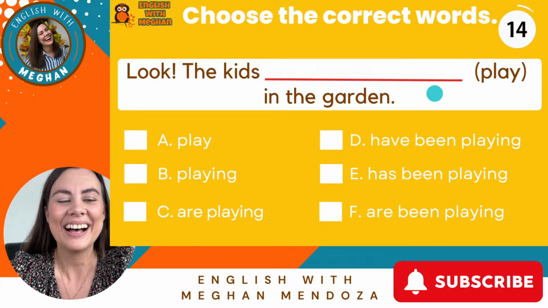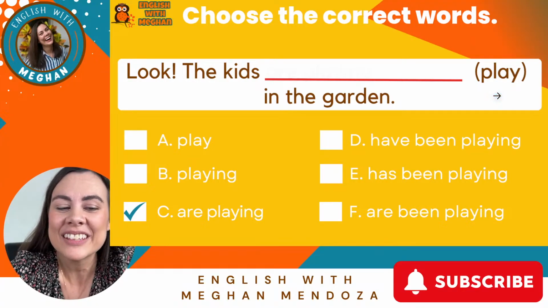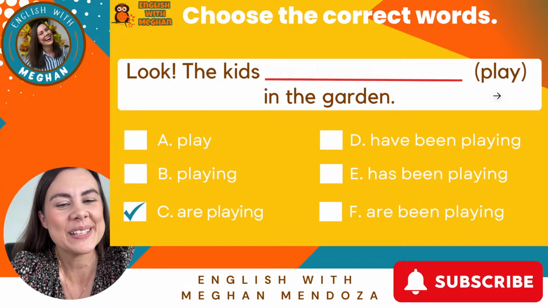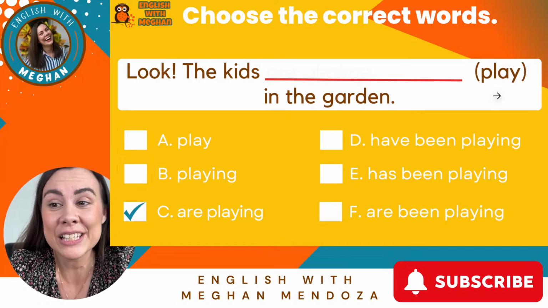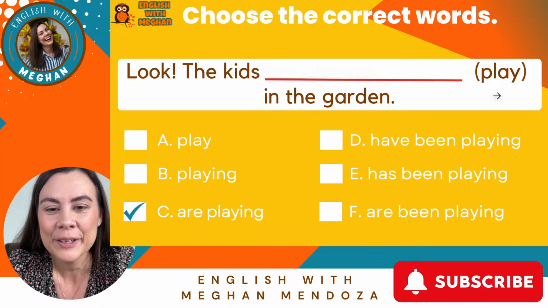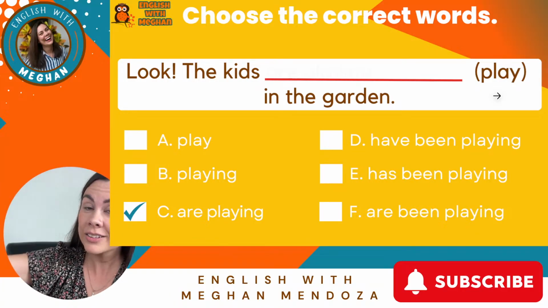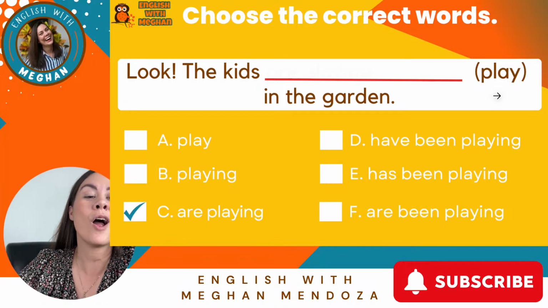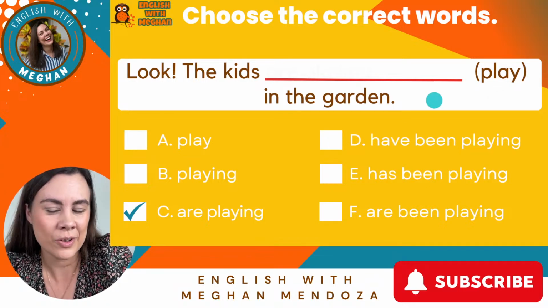Okay. All right. The answer is... Here we have it. C. C is correct. Are playing. This is present continuous tense. Why? Because it's something that's happening right now. Look, do it now. The kids are playing in the garden. That's great. Kids are always playing on their phones. It's nice to go outside for a change.